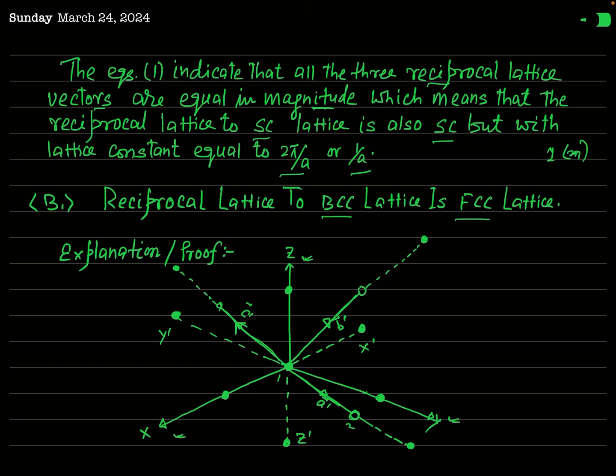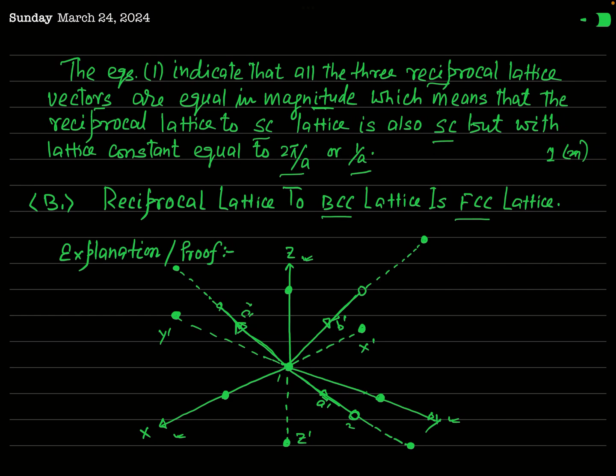Now see the figure carefully. You can see this A dashed has a projection along the x, y, and z directions equal in magnitude.